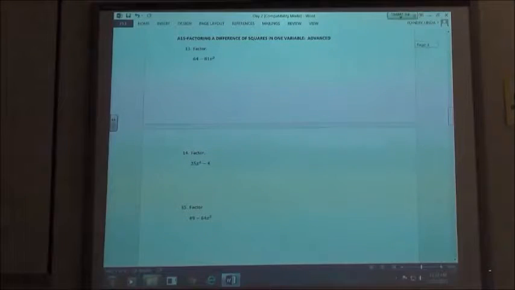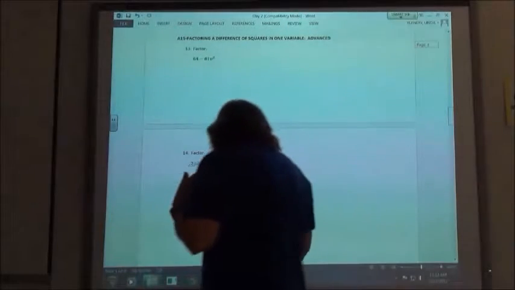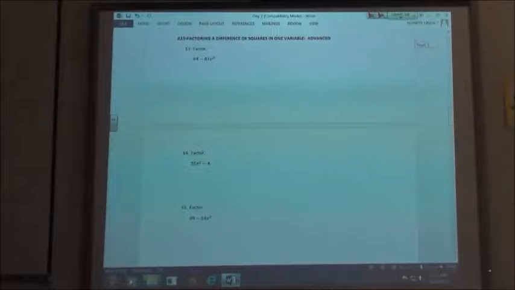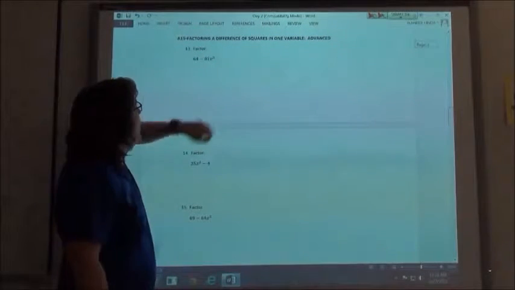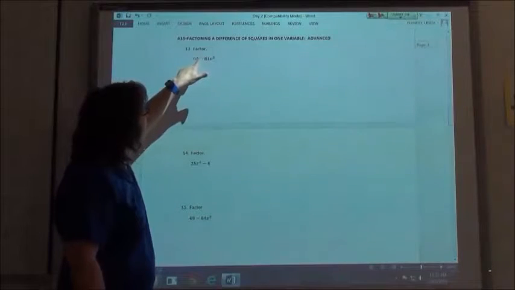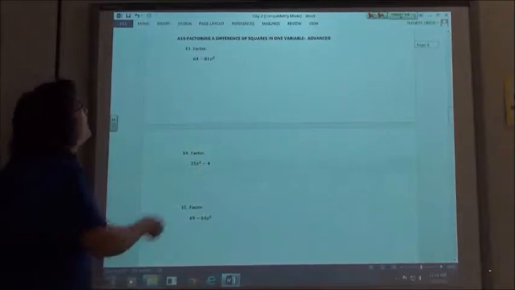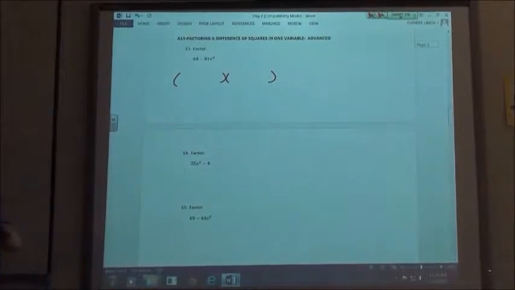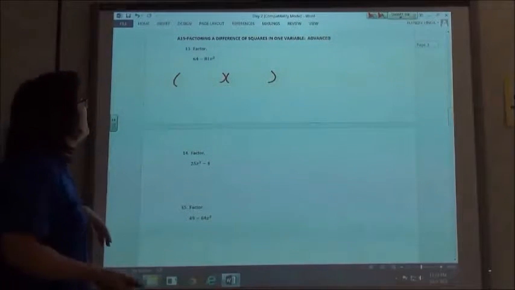The next ones are factoring a difference of squares in one variable. The difference of squares is pretty easy to factor because we know it factors into conjugates. If you recognize that it's the difference of squares, difference means I'm subtracting, and both of these are perfect squares, then it's not too bad to factor. It does factor into your two binomials, so you have your two sets of parentheses, and basically you're taking the square root of each term. One will have a plus and one will have a minus.